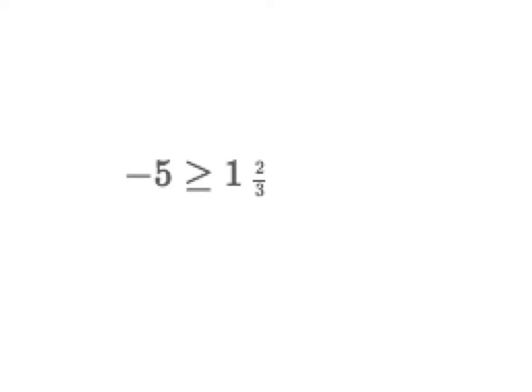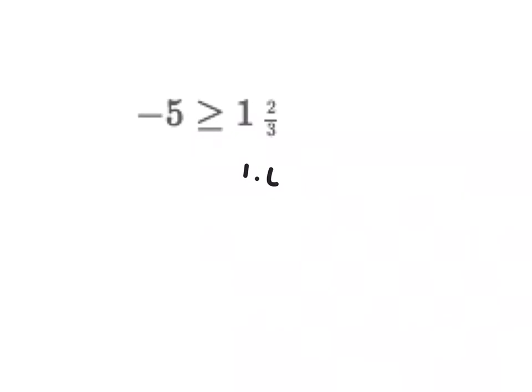Okay, on this one, it says, okay, -5 is greater than or equal to 1 2/3. Okay, 1 2/3 as a decimal, if you wanted to put that into a decimal, what you would do is just take 1 point and then 2/3, that's just going to give you 0.6 repeating, so 1.6 repeating. Or you could just do long division. Okay, so if you're having trouble with that and knowing what 1 2/3 is, put it in decimal form.